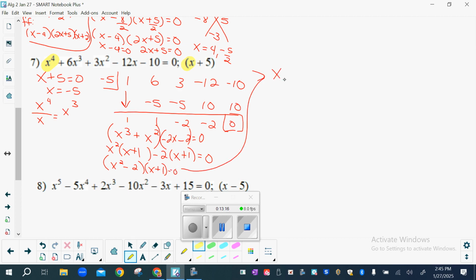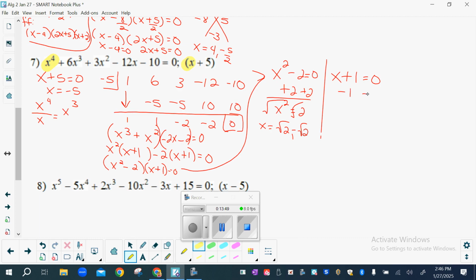X squared minus 2 is 0. X plus 1 is 0. Add the 2 over. We add 2. X squared is 2. What next? You gotta do the square root. We're going to get 2 answers. Square root 2 and negative square root 2.